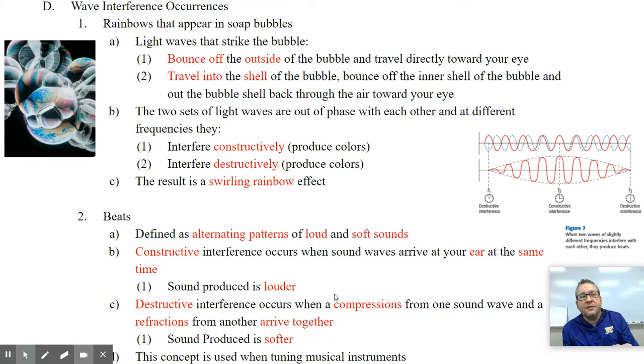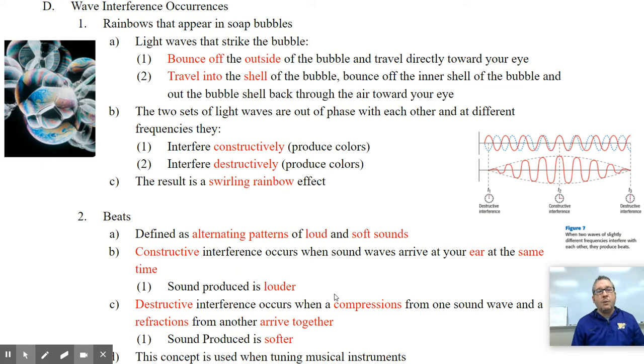Let's talk about wave interference occurrences. So rainbows that appear in soap bubbles. We probably all have seen that one, right? The light waves that strike the bubble are going to bounce off the outside of the bubble and travel directly towards your eye. They're also going to travel into the shell of the bubble, bounce off the inner shell of the bubble, and out the bubble shell back through the air towards your eye. So you got some that are just going crazy inside there, and eventually some of them are going to bounce right back to your eye.